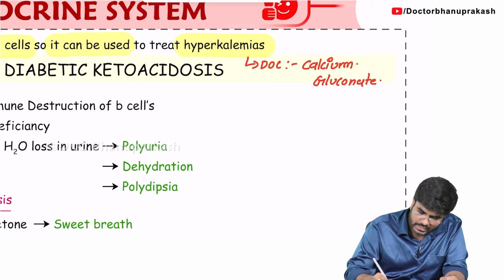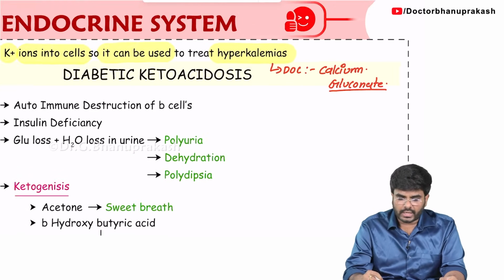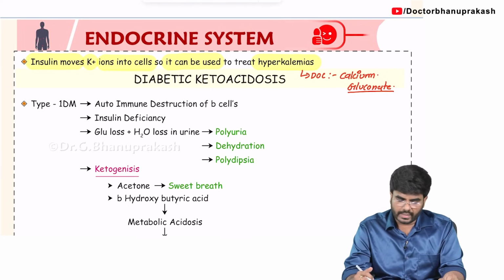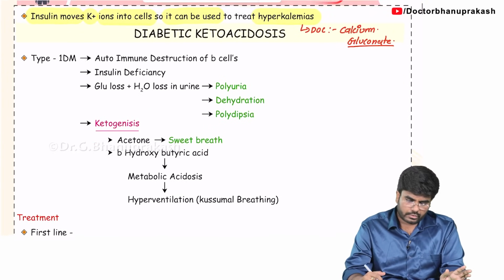Calcium gluconate is the drug of choice. But I am not talking about the drug of choice. Even insulin can be used in the treatment of hyperkalemia. Okay, done. So with this, what have we completed?